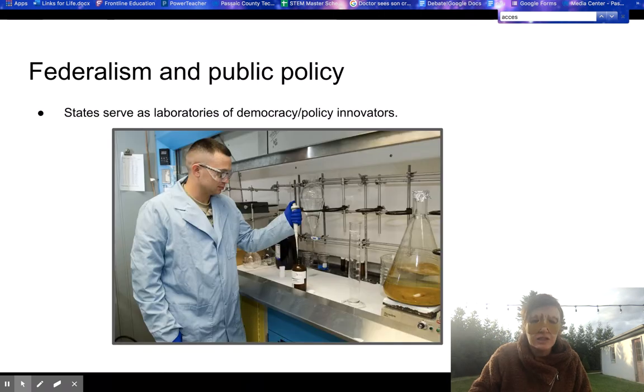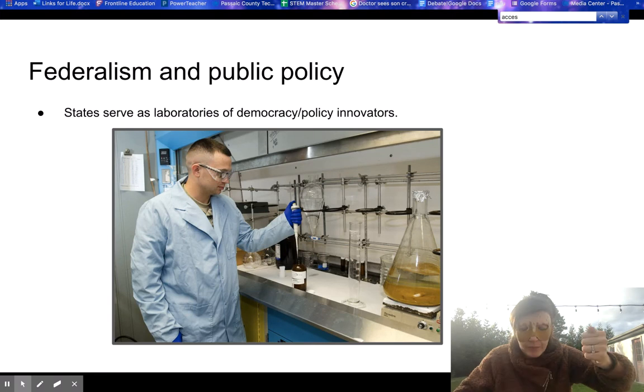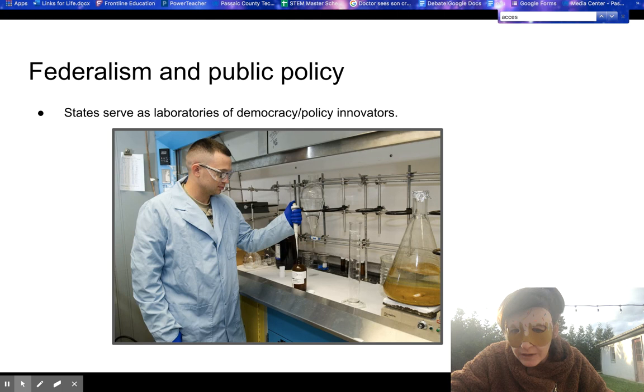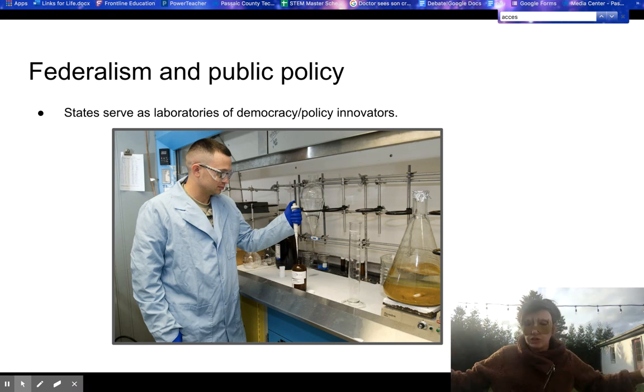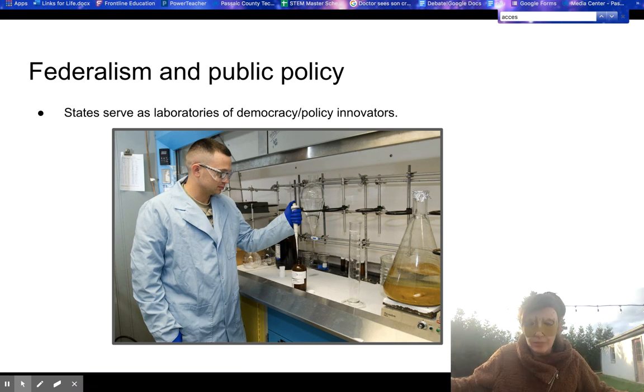Okay. Also, states serve as laboratories for democracy and as policy innovators. And this image sort of made me laugh. Like, think of this scientist, if you will, as the government, and he's injecting a public policy into the bottle of Iowa, right? And they're going to see, does this work? And if it does work, maybe this public policy would also be good for Idaho and maybe Washington, maybe even New Jersey and California, who knows, right? But it's sort of like a testing place, if you will. Good thing he's wearing his safety goggles.